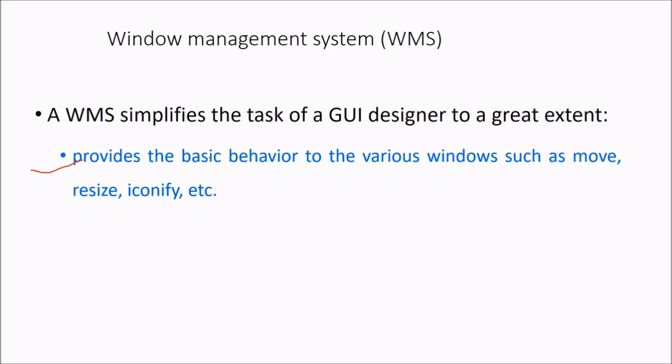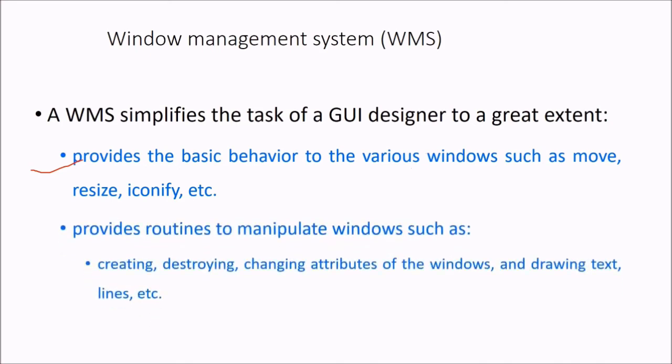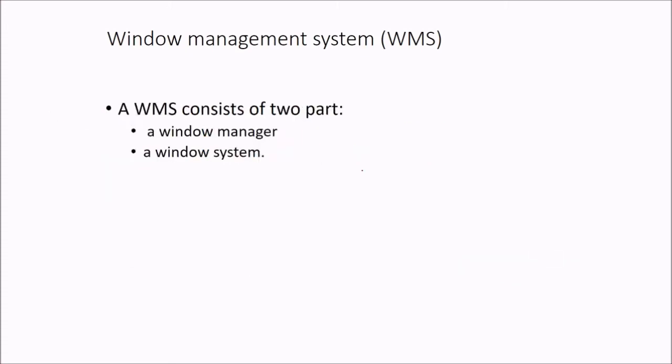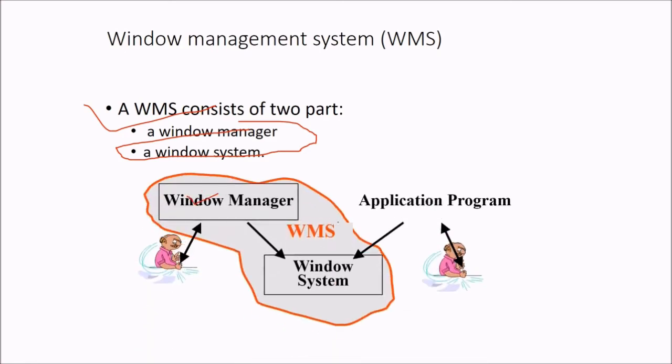First, it provides the basic behavior of the various windows, such as you can move, resize, iconify, and various other activities you can apply. Then it also provides functions or routines that you can apply to manipulate windows, like creation, destroying, changing attributes of the windows, and drawing text lines. So a WMS consists of two major parts, a window manager and a window system.